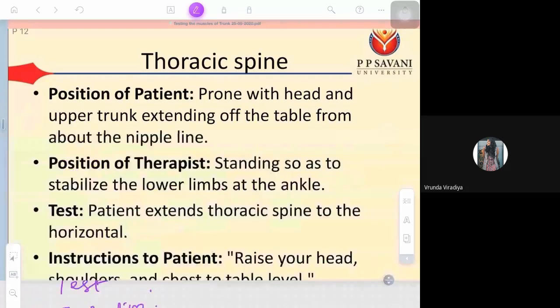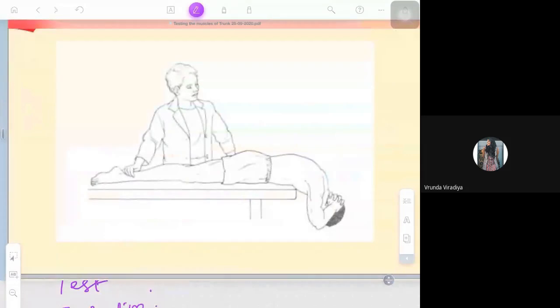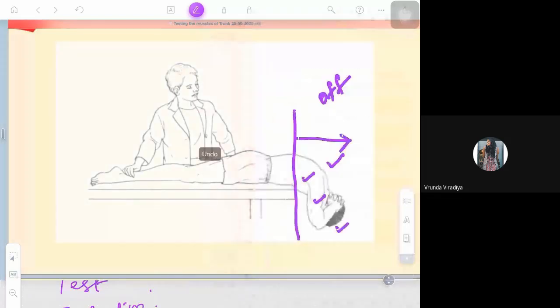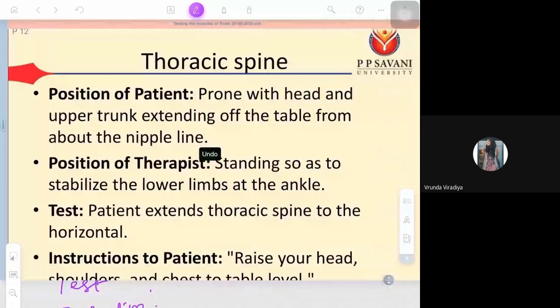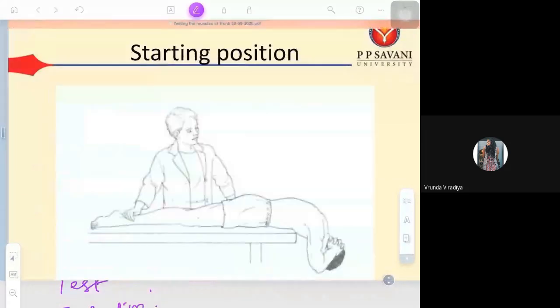Now you see the image first. This is the position of the patient. Clear? The head, shoulder and chest are off the couch. So it is not on the couch, it is off the couch. Clear? So this is the starting position of the patient.